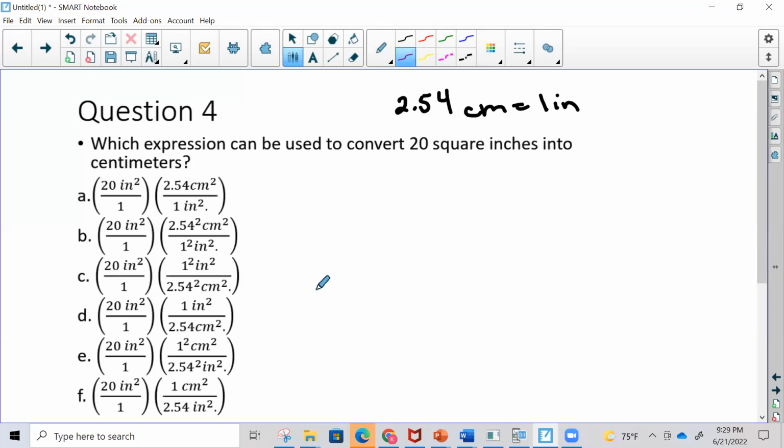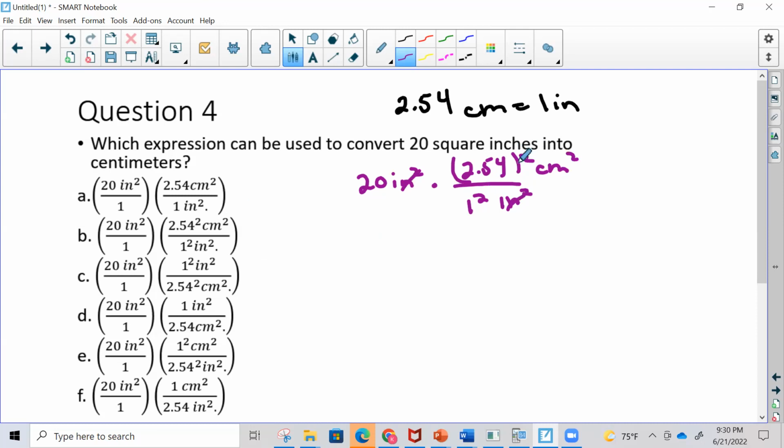And then this question is one from the homework, and this is how they write a lot of the homework problems. It says, which expression can be used to convert 20 square inches into centimeters? And this is the conversion factor I had on that first page: 2.54 centimeters equals 1 inch. When we do this with inches squared, we're going to square both of these factors. We need the inches squared on the bottom, and we would square the 1, and the 2.54 centimeters squared on the top, because then our inches squared would cancel. So this is what I'm looking for.